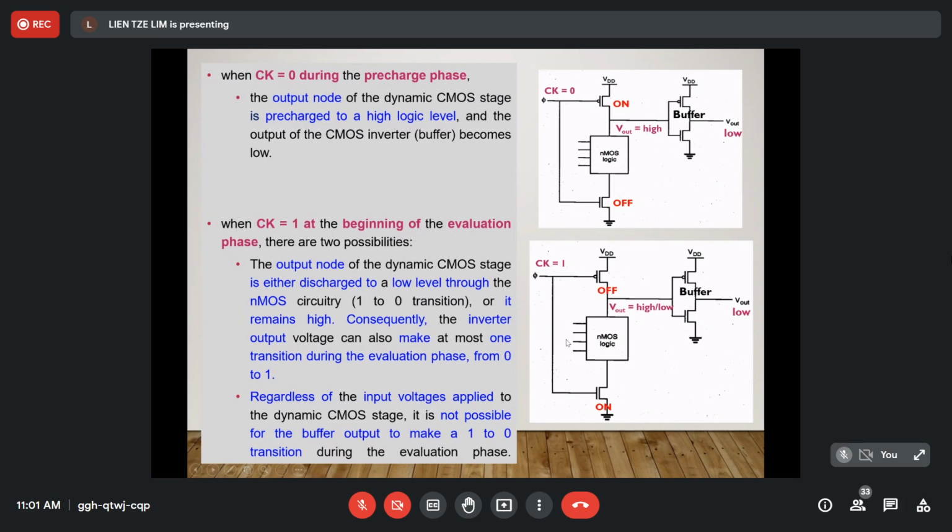So the output of the CMOS inverter, and also the output of this dynamic logic circuit, can only make a transition once, not multiple times. And again it depends on the input voltage to the NMOS in this NMOS logic block.